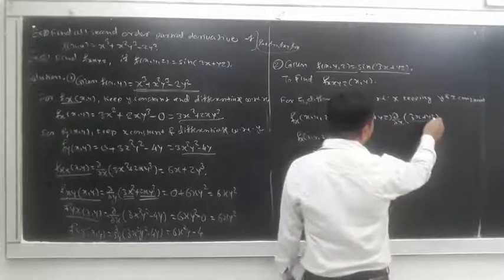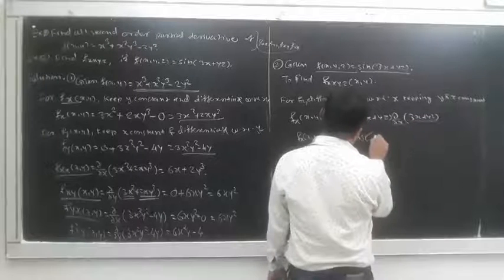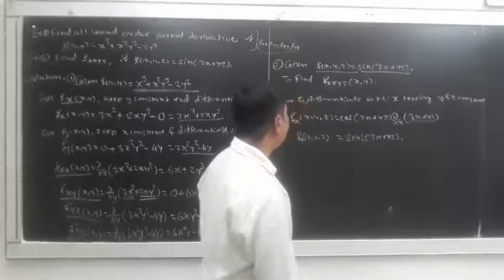Here, with y and z constant, it should be 0. So the derivative of 3x is 3 cos of (3x plus yz). Is it?